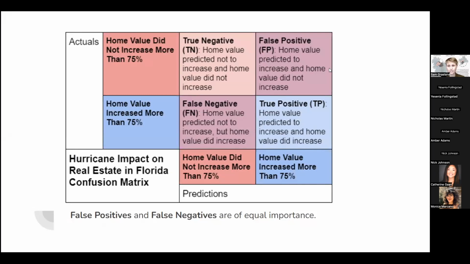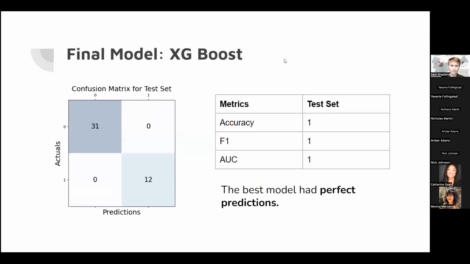So basically, for my client, I was equally concerned about false positives and false negatives. Because for my client, if my model predicted a false negative, this would have meant they would have possibly lost out on investment. If my model had predicted a false positive, this means that they could have possibly invested in an area and not seen any returns on that investment. So the model I ended up going with was an XGBoost model.